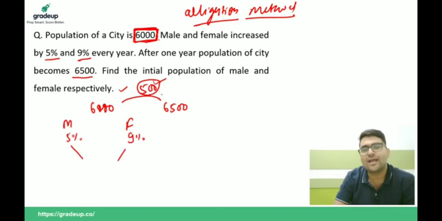So I can go by the percentage method also. I will convert this 500 into percentage. So then 500 divided by 6,000 into 100.